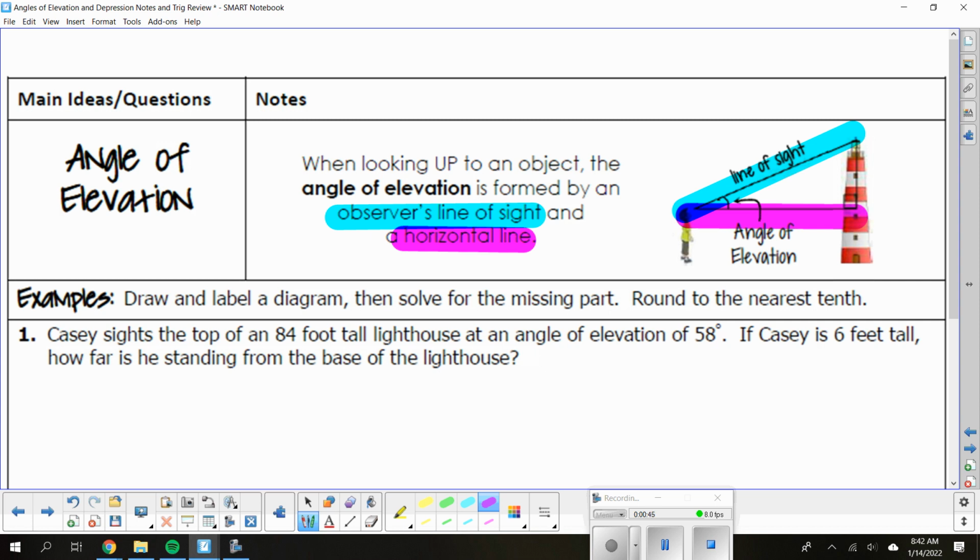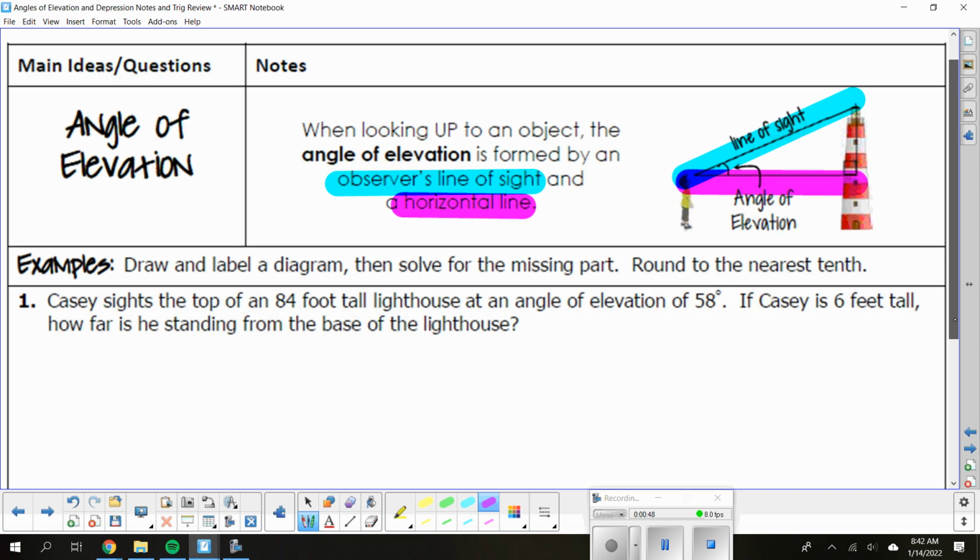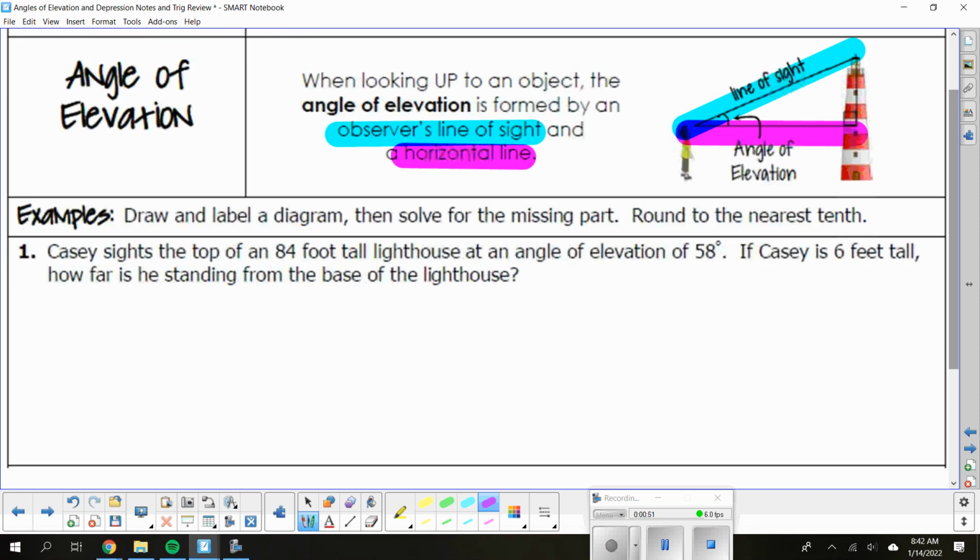Okay, so the description in number 1 is this picture that I was just working with. Casey sat to the top of an 84 foot tall lighthouse. So let's label that. My lighthouse is 84 feet. At an angle of elevation of 58 degrees. So that angle is going to go in between your diagonal line and your horizontal line. Casey is 6 feet tall. They want to know how far he is from the base of the lighthouse. So him to the base of the lighthouse, we want to know that distance, x.